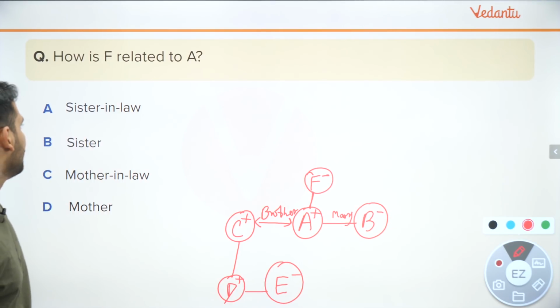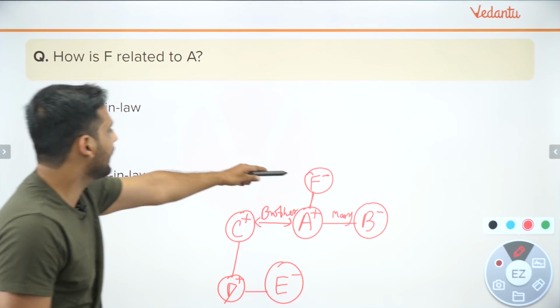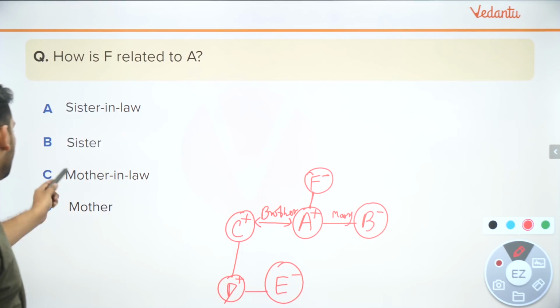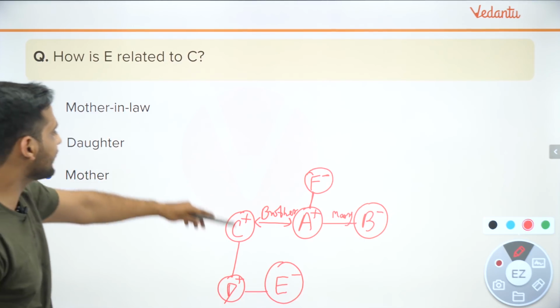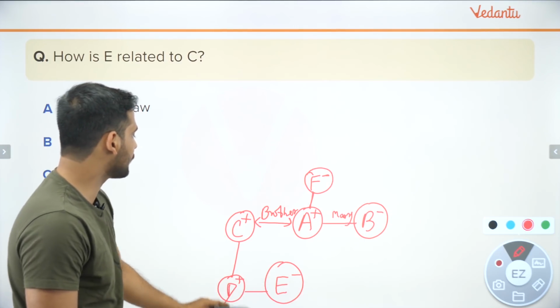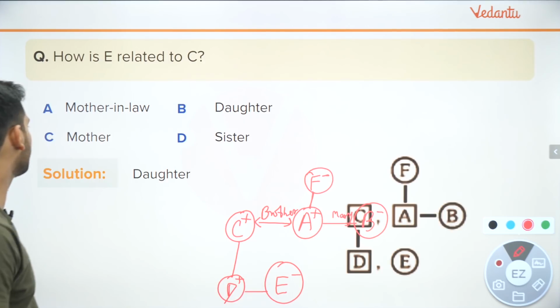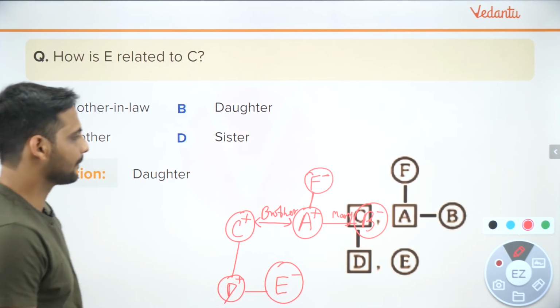As simple as that. Now, how is F related to A? F is the mother of A. Option D is the correct answer. F is the mother of A. How is E related to C? So I can say E is the daughter of C.